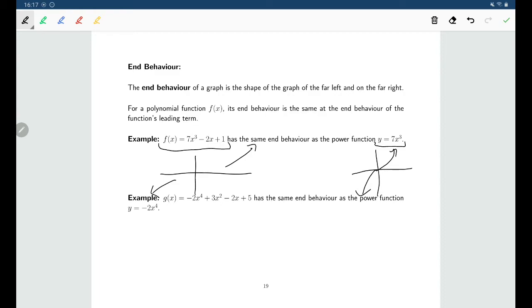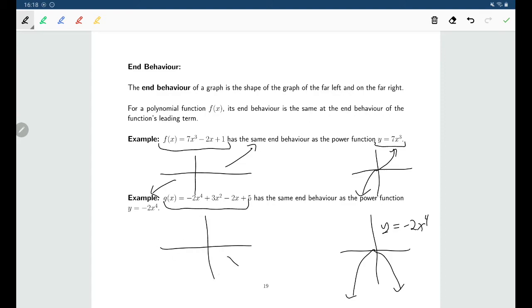For g of x, same sort of idea there. It has the leading term negative 2x to the 4, so that means the end behavior will be the same as the graph of y equals negative 2x to the 4. We know x to the 4 would look like a parabola opening up. Negative 2x to the 4 would look like a parabola opening downward. That would be y equals negative 2x to the 4. That means that for g of x then, it needs to have that same end behavior, going down on the far right and down on the far left.